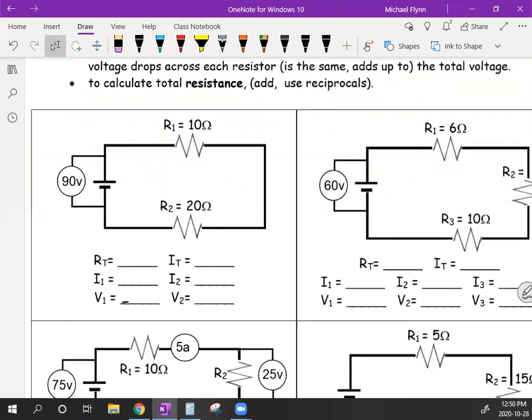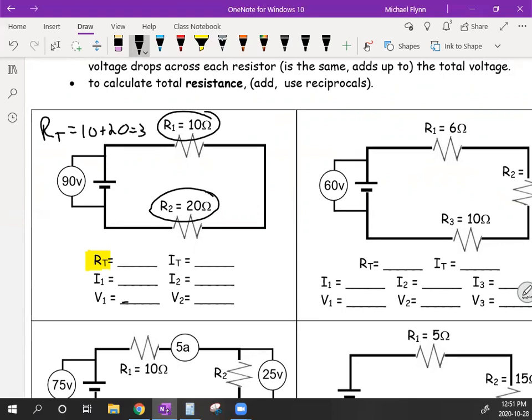So if you check this out, the question is saying, what is the total resistance? Let's do that first. The total resistance here, this one is 10 ohms, this one is 20 ohms. In series, they just add up straight. So it's going to be 10 plus 20, which is 30 ohms. So I'm going to write 30 ohms. That's 30 ohms for the total resistance.